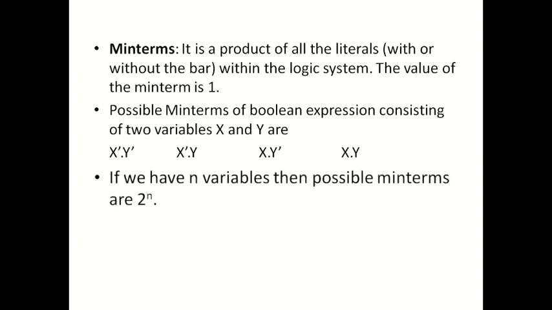So if we have n variables, then possible min terms are 2 to the power n. Like in this case, if we have 2 variables, then we have 4 terms. So if we have 3 variables, then we are going to have 8 terms. If we have 4 variables, then we are going to have 16 possible terms.